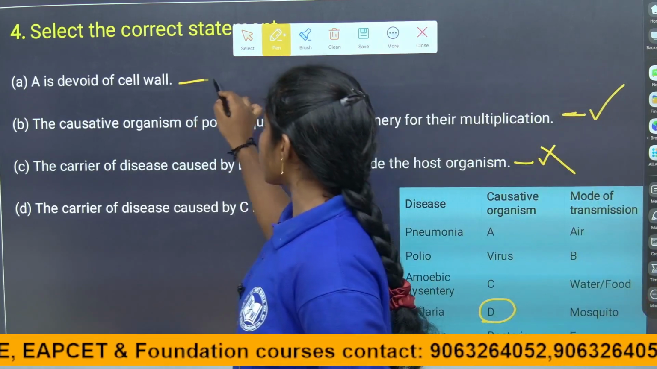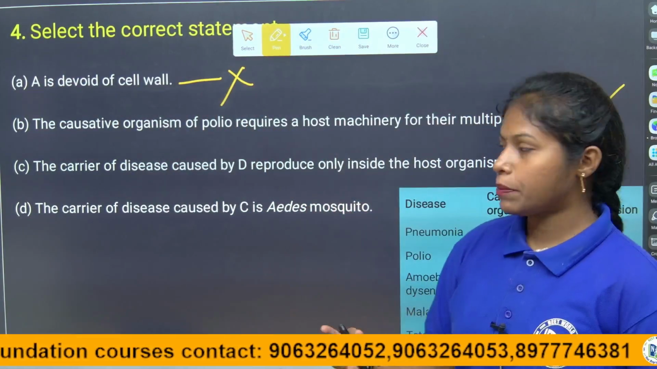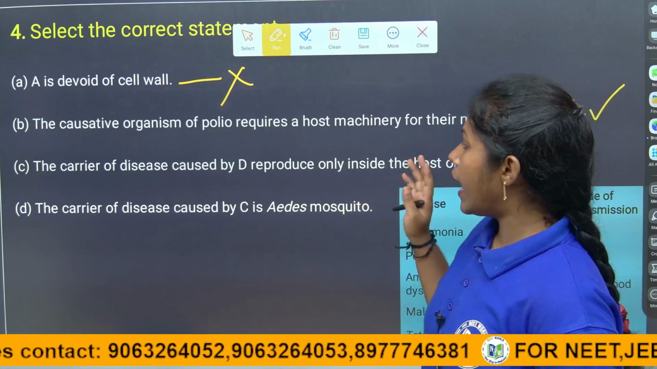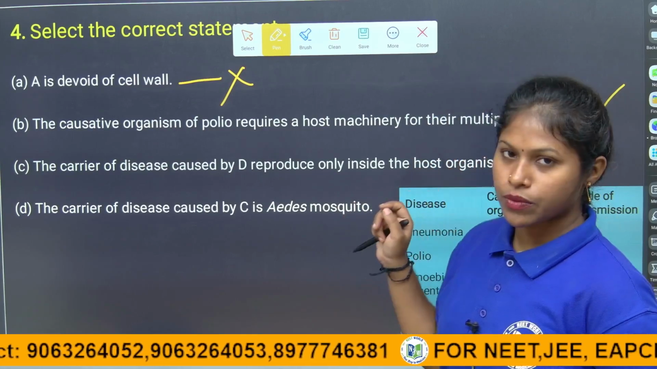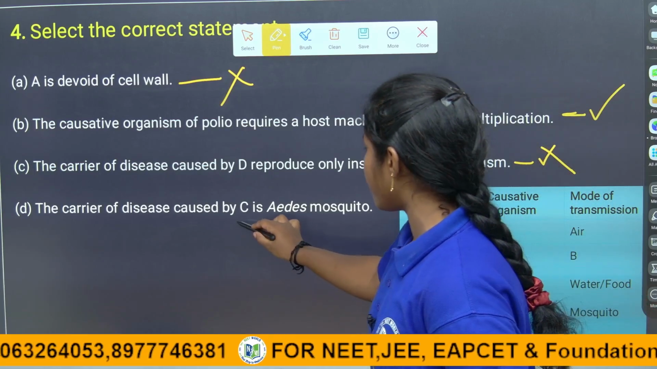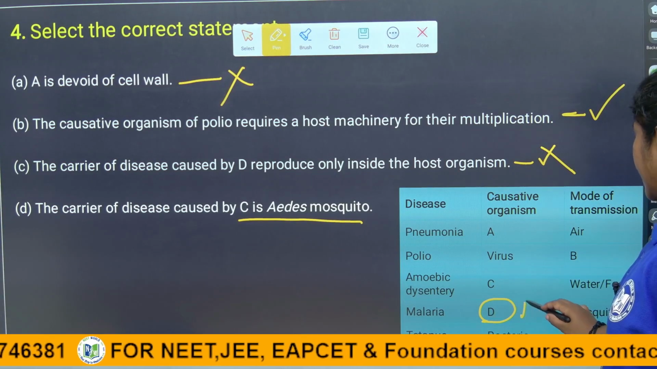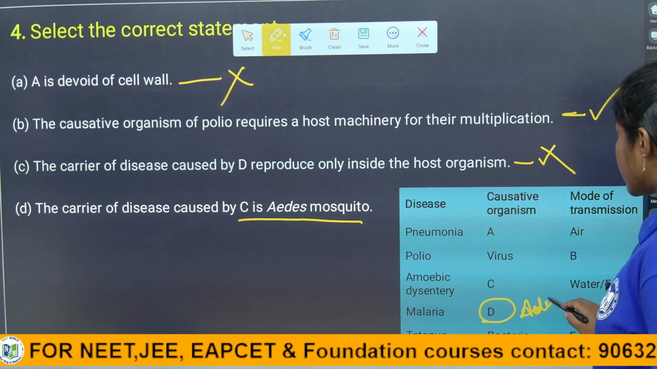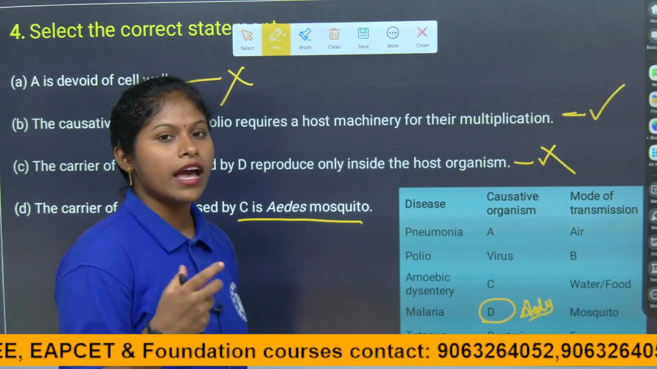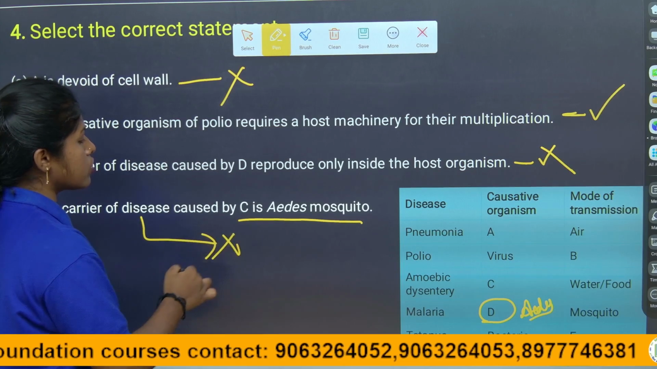So A is also a wrong statement, because bacteria compulsorily have the cell wall, and because of the cell wall only they are omnipresent. So the first statement is wrong, the third statement C is also wrong, and B is the only correct statement. Coming to the last option: the carrier of disease caused by C is Aedes mosquito. It is not the Aedes mosquito, children. It is the Anopheles mosquito; malaria is caused by the Anopheles mosquito. So D is also a wrong statement.